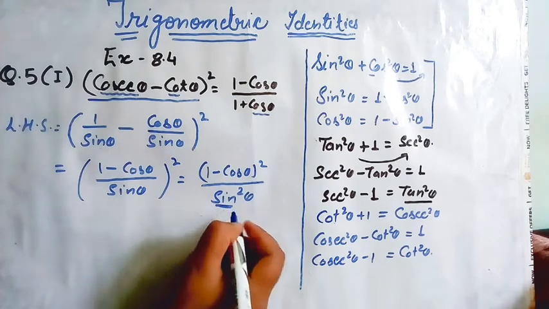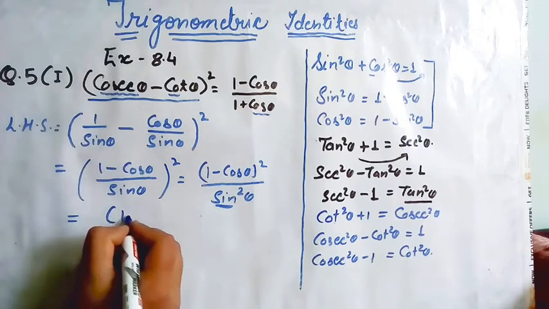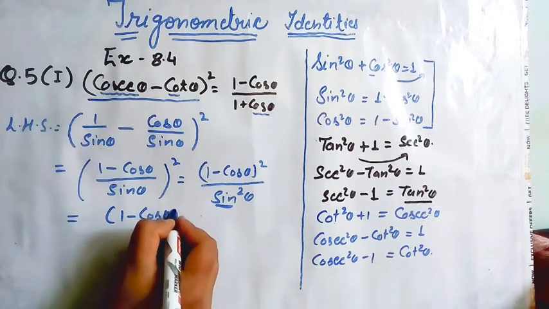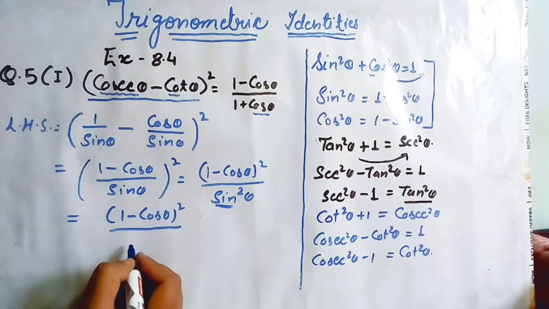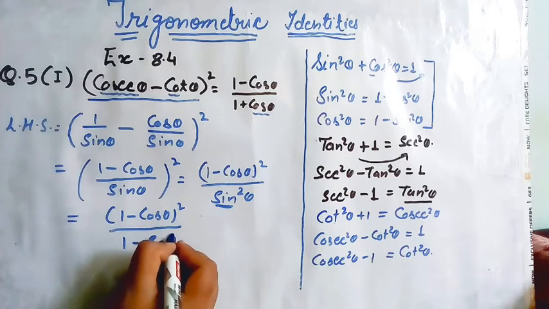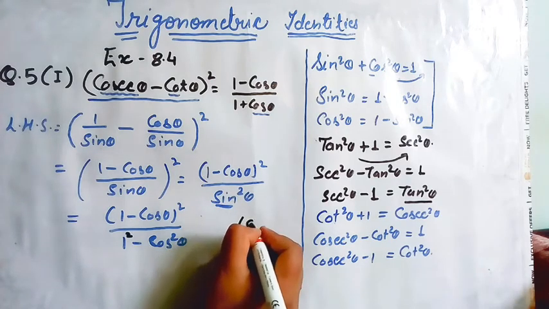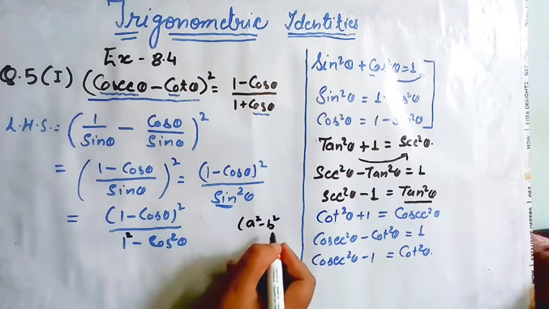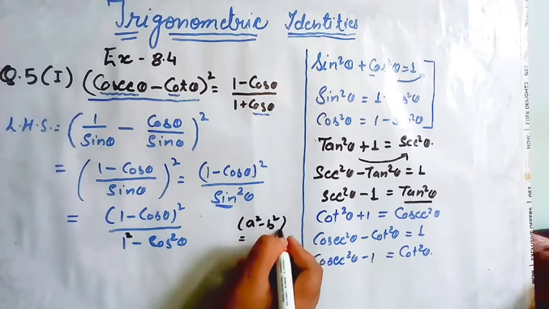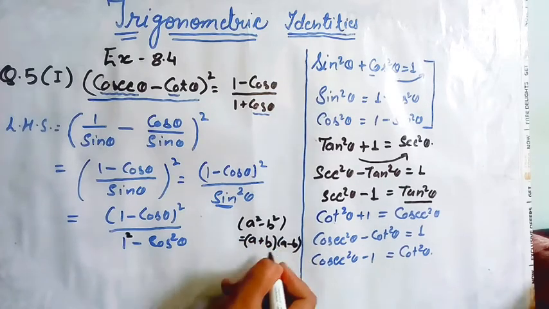Then we know that sin square theta is 1 minus cos square theta. So replace it, numerator as it is, 1 minus cos theta whole square, and remember we have to take care of the right hand side. So it is 1 plus cos theta in the denominator. So sin square theta can be converted in the form of 1 minus cos square theta. So 1 can be written as 1 square. Why? Because now it will become a square minus b square in the denominator, which is equals to a plus b whole multiplied by a minus b.